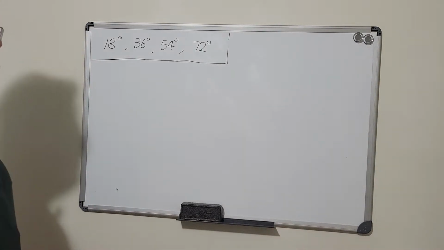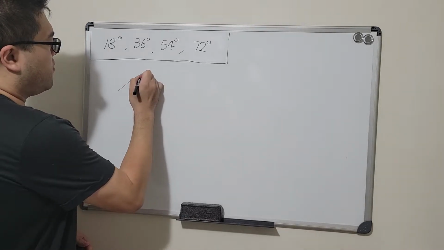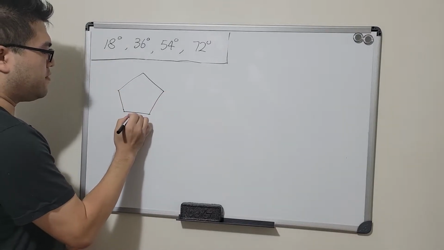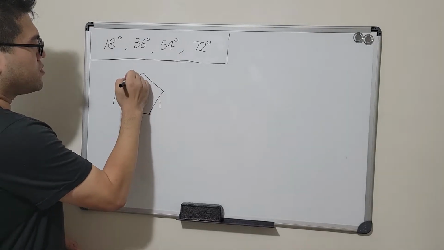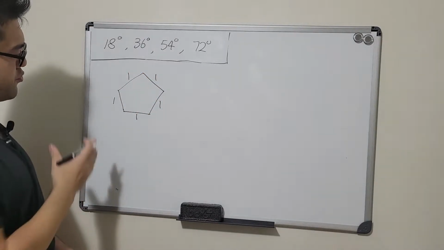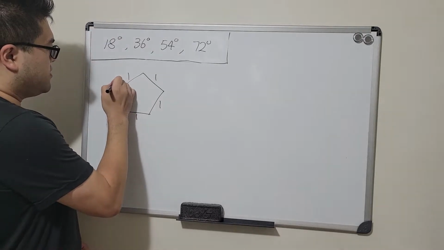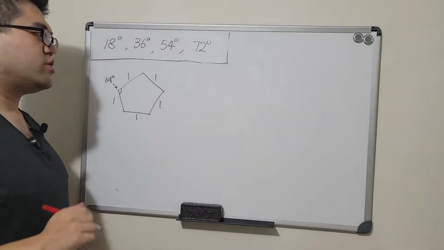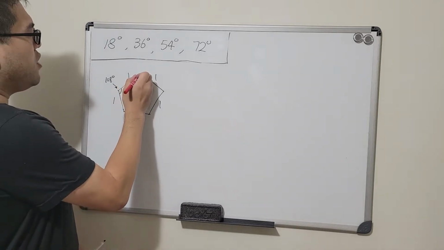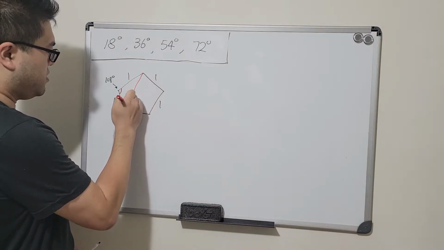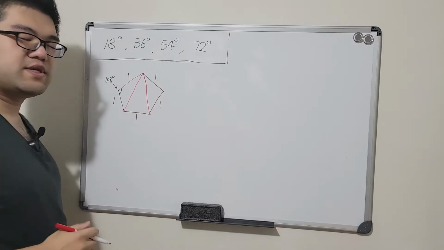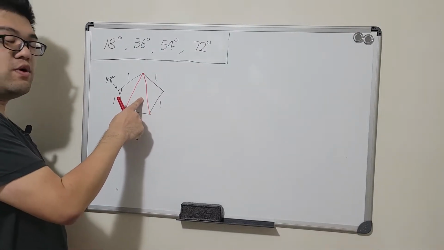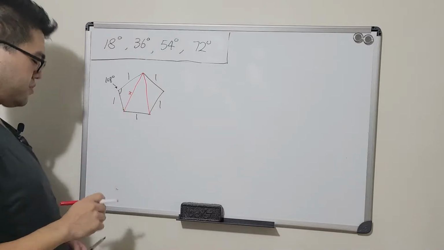So how are we going to do this? Let's start off with a regular pentagon with side length 1. Since we have a regular pentagon, each angle will be 108 degrees. Next, let's try to draw two diagonal lines from the top vertex, which gives us something like this. And right now we don't know how long each diagonal line is. Let's call it x.